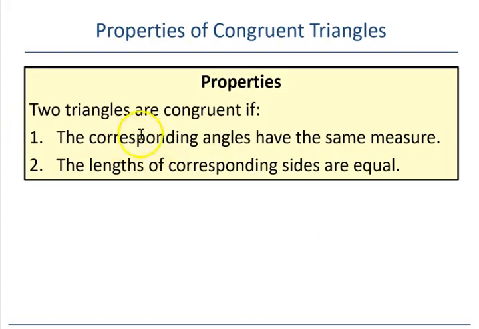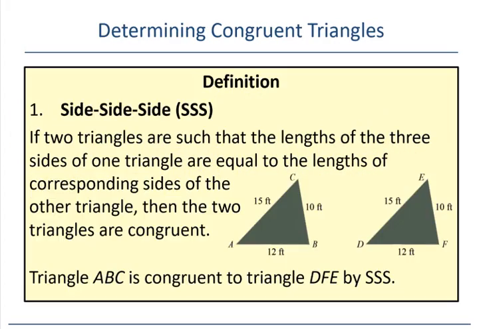Properties: two triangles are congruent if the corresponding angles have the same measure and the lengths of the corresponding sides are equal. Notice side, side, side. If the lengths of the three sides of one triangle are equal to the lengths of the corresponding sides of the other triangle, then the two triangles are congruent. Notice 15, 15, 10, 10, 12, and 12. Triangle ABC is congruent to triangle DFE.